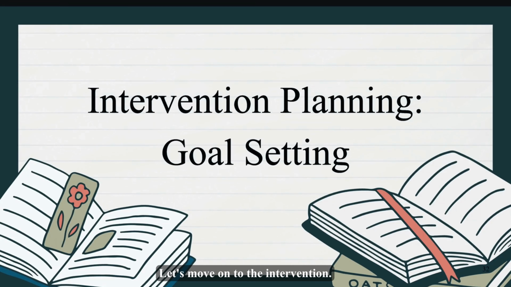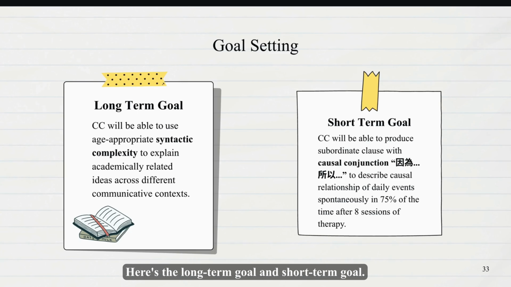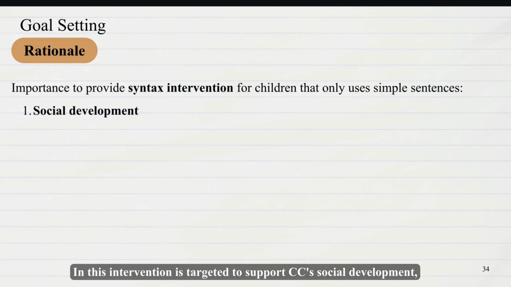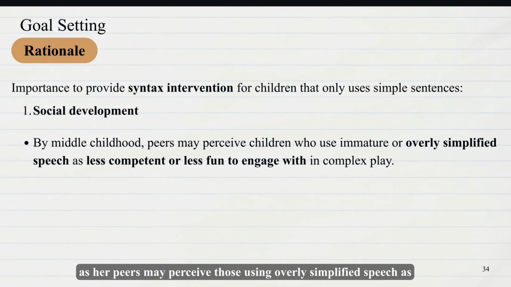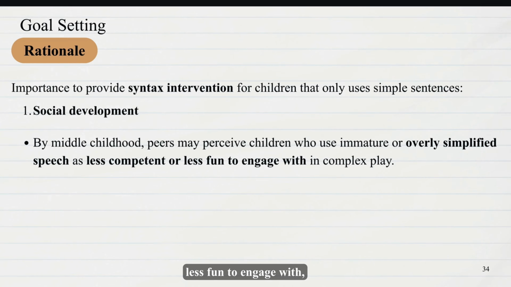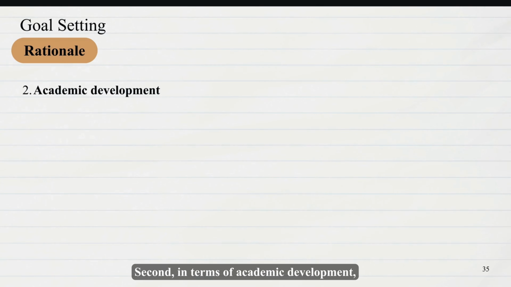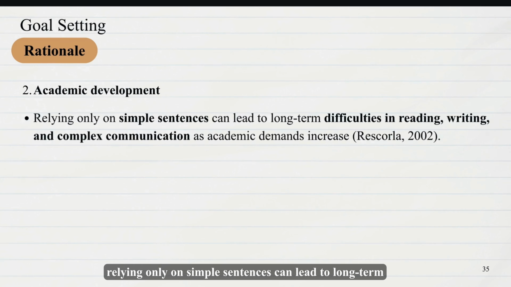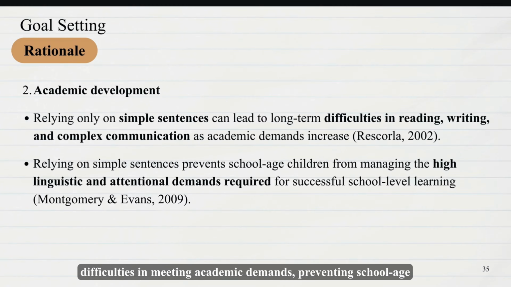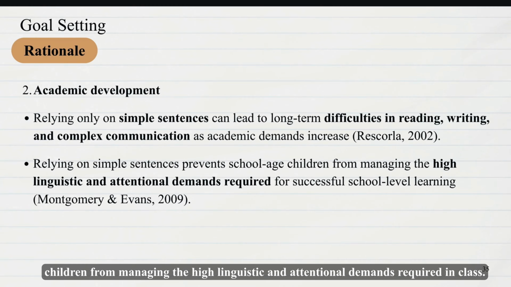Let's move on to the intervention. Here's the long-term goal and short-term goal. Syntax intervention is targeted to support Cici's social development, as her peers may perceive those using overly simplified speech as less fun to engage with, and reliance on simpler language structures often leads to social withdrawal. Second, in terms of academic development, relying only on simple sentences can lead to long-term difficulties in meeting academic demands, preventing school-age children from managing the high linguistic and attentional demands required in class.